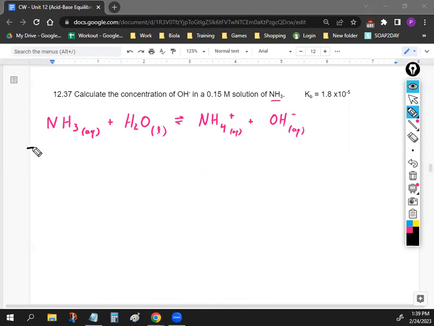All right, so from here, we're gonna do our ice table. If we take a look at our ice table, one thing you should be able to see very clearly is what's important about water. It's a liquid. Yes, it is a pure substance. It is the acid here, technically.